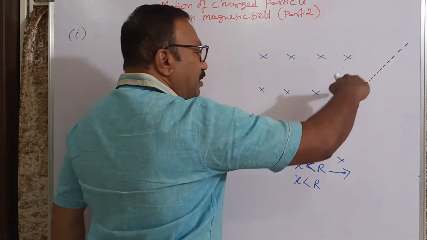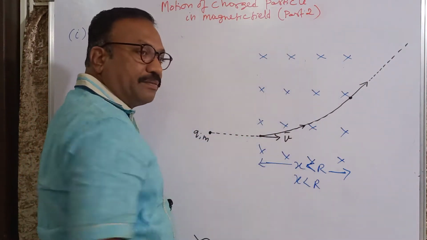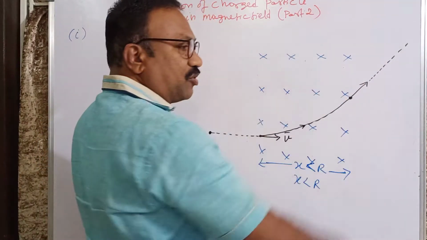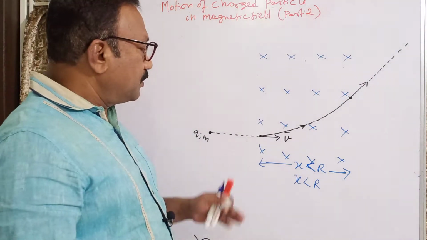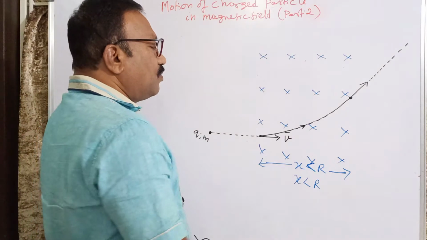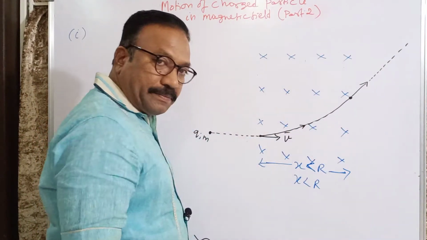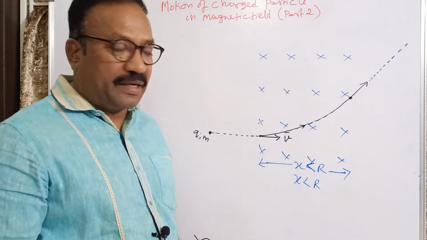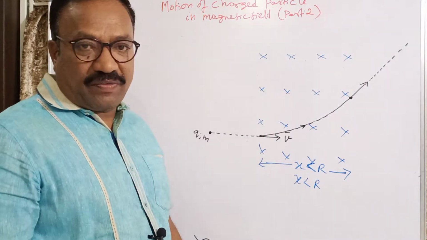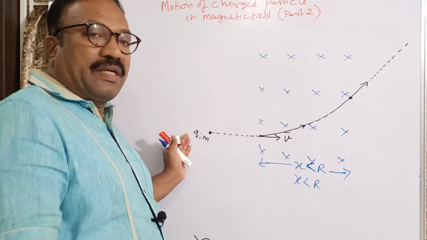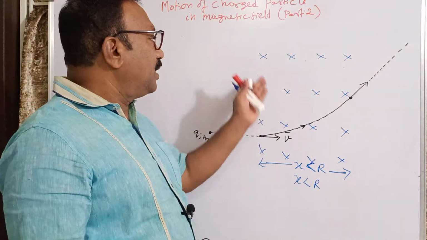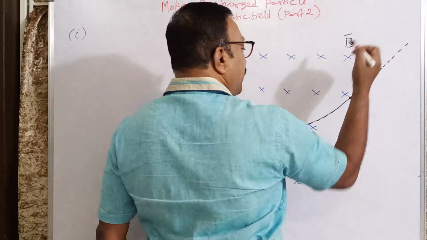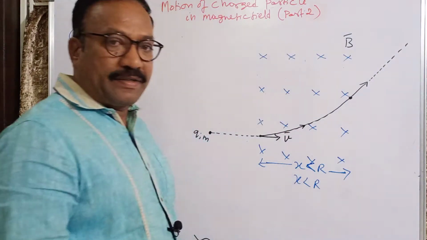Now this is a part of circular motion. It is not able to do complete circular motion here. So our question is, what is the deflection of the particle? That means through how much angle it has been turned inside the magnetic field. That is one question we have to find out. Mass of the particle, charge of the particle, and strength of the magnetic field are given to us. So we have to find through what angle it deflects.